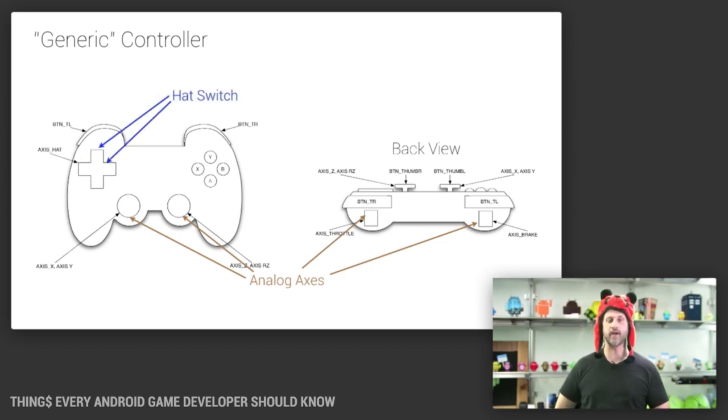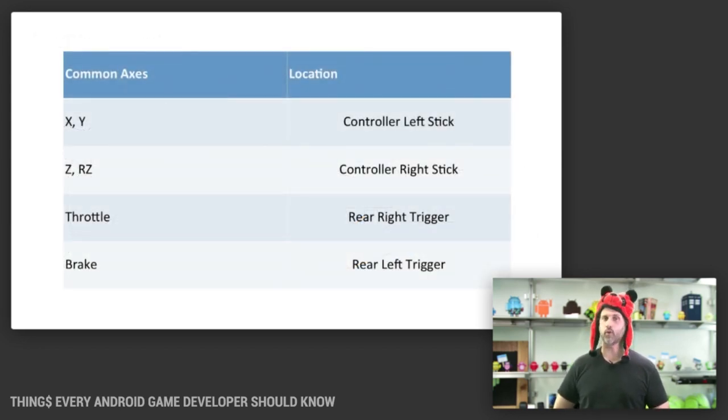A single motion event, however, can have both a hat switch and analog motion. And if you handle the analog event, you must handle the hat switch event as well if you wish to use the D-pad in your game. Because otherwise, the system will think you've handled the analog event and you won't get the generated D-pad event. So here are some common axes that controllers will have.